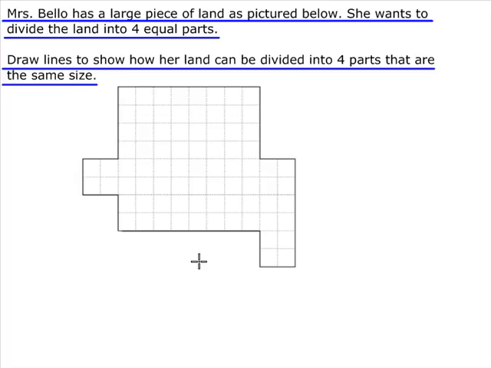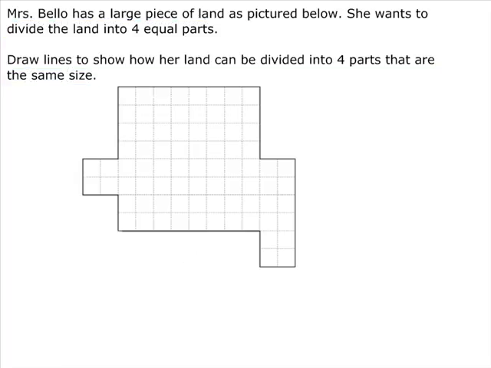And here we see the picture of her land. Well, let's begin by highlighting the key parts of the problem. And here we read Mrs. Bello has a large piece of land, it's pictured below, and she wants to divide the land into 4 equal parts. And then we're supposed to draw lines to show how her land can be divided into 4 parts that are the same size. Well, let's make a plan.